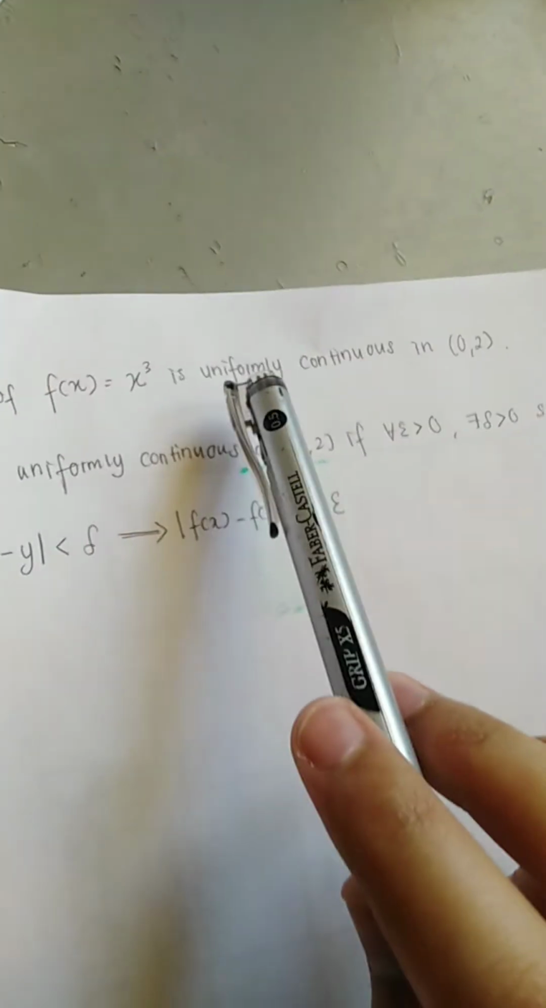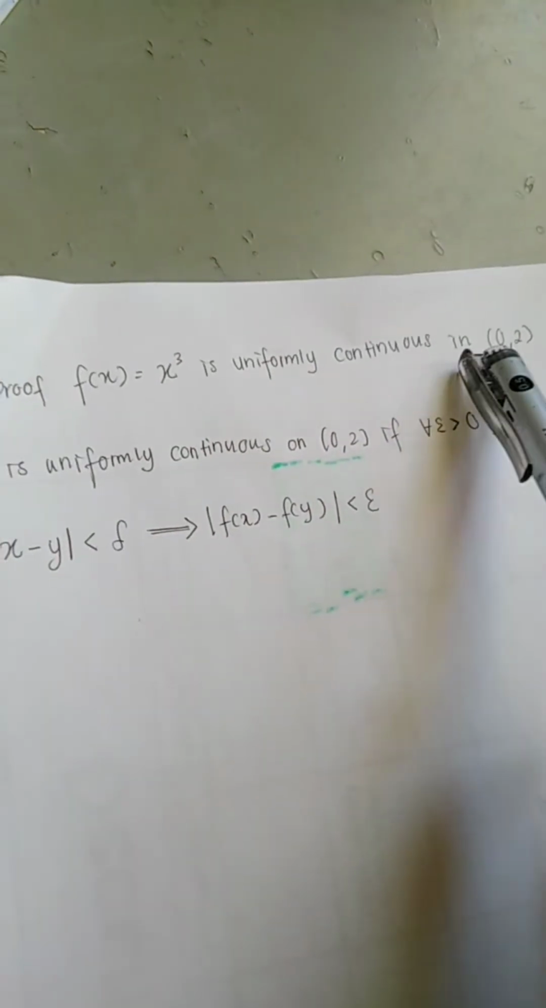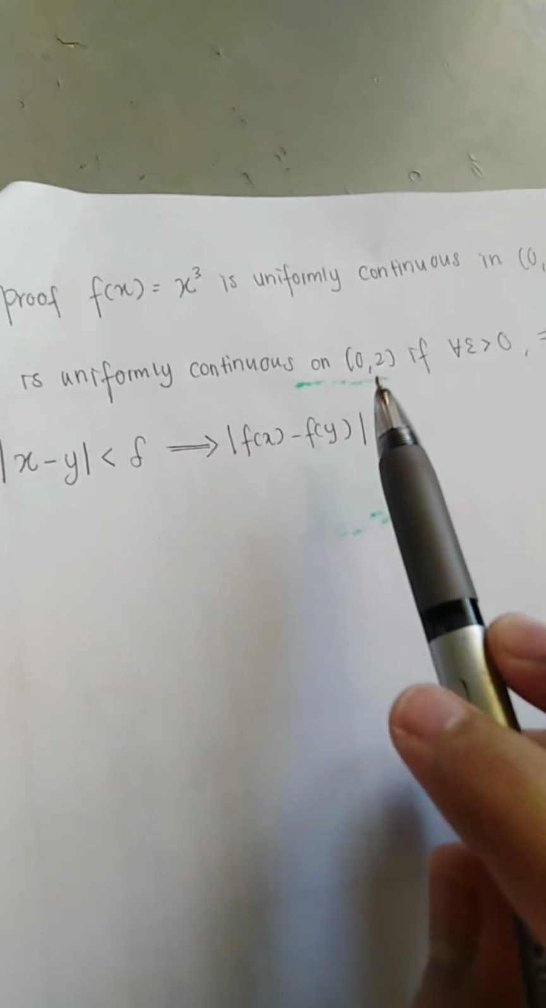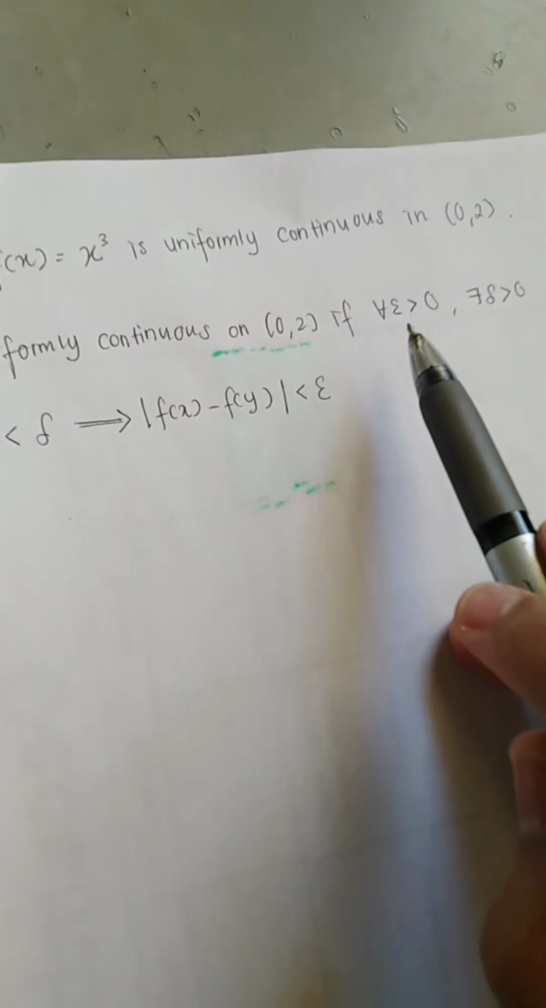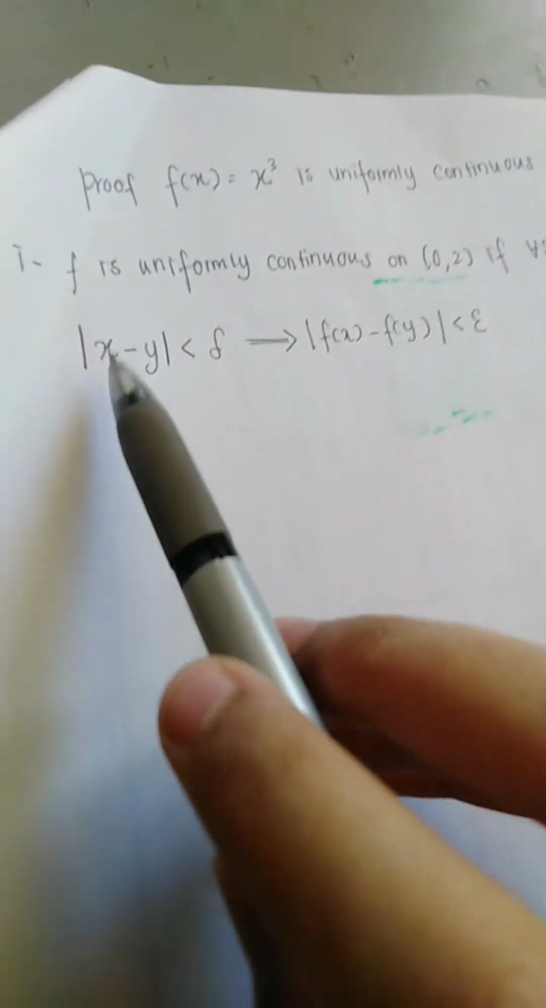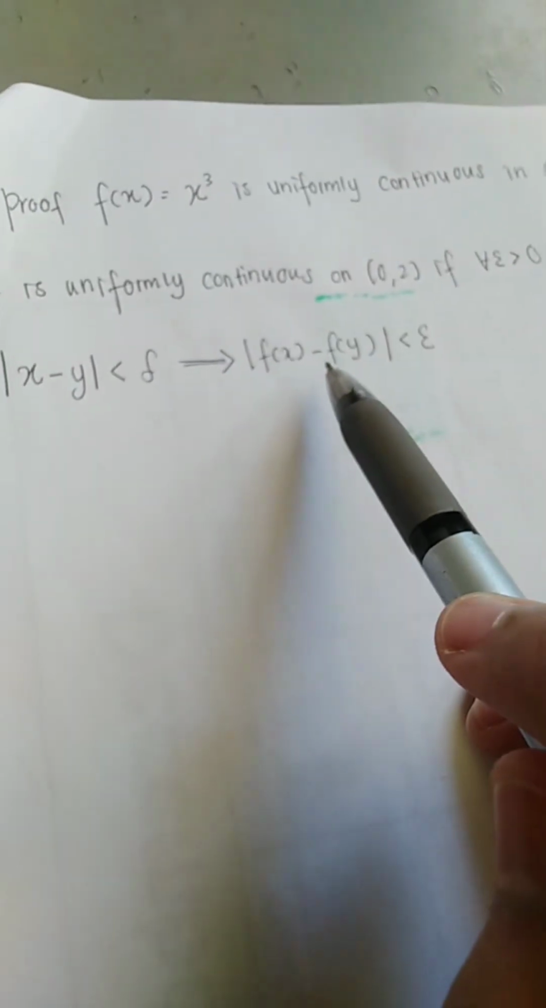So our question is, prove f(x) = x cubed is uniformly continuous in the interval [0, 2]. Firstly, we have to state that function f is uniformly continuous on the interval [0, 2] if for all epsilon greater than 0, there exists delta greater than 0 such that for all x, y in the interval [0, 2], the absolute value of x minus y is less than delta implies the absolute value of f(x) minus f(y) is less than epsilon.